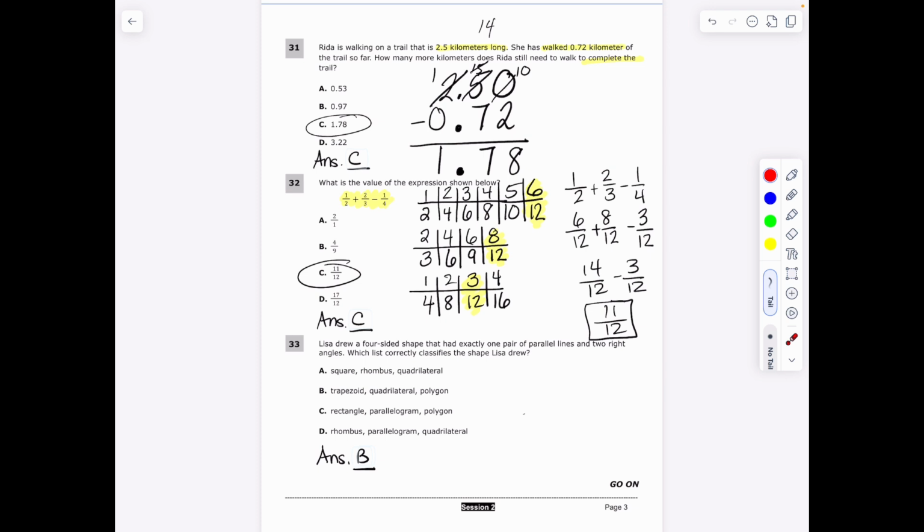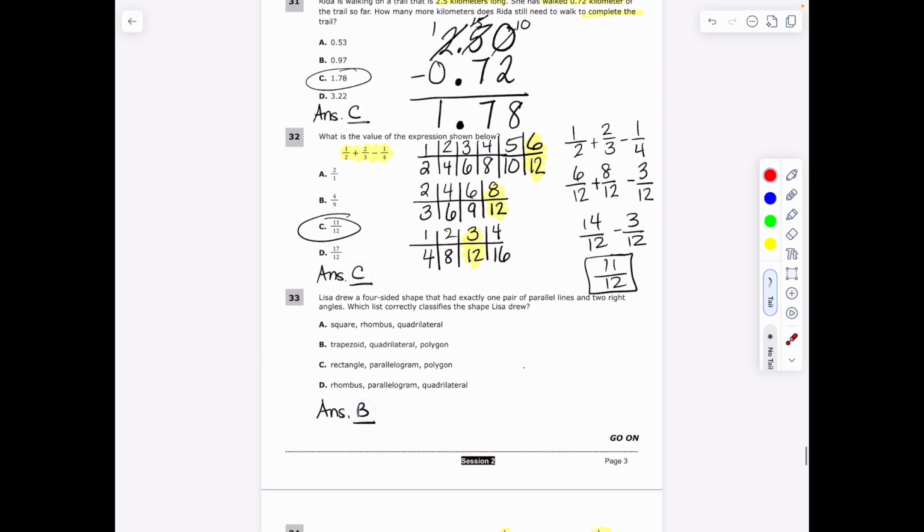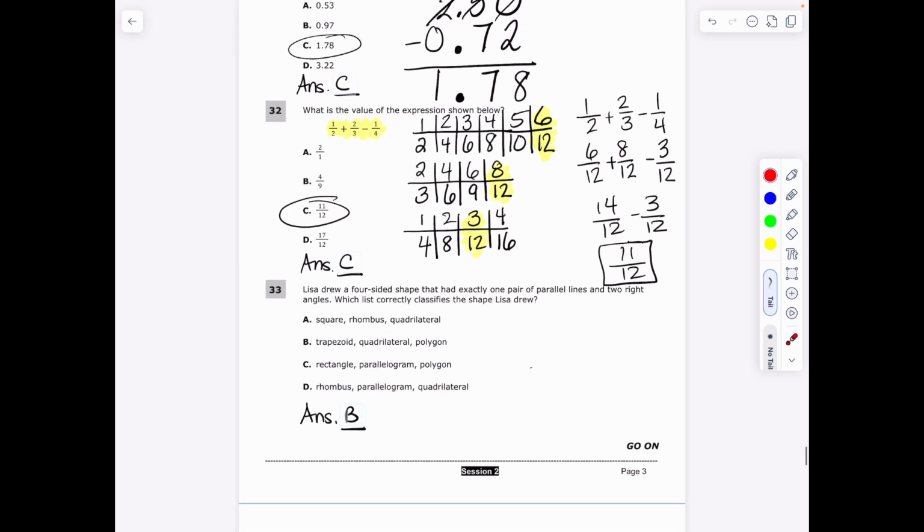All right, let's go with the next one, and it's a geometry one. Okay, that means we have some geometry words here. It needs to draw a 4-sided shape, so it's a quadrilateral, with 1 pair of parallel lines. So anytime I see 1 pair of parallel lines, I know that this is a trapezoid. All right, so that's important. And this trapezoid has 2 right angles. Okay, so what could it be?